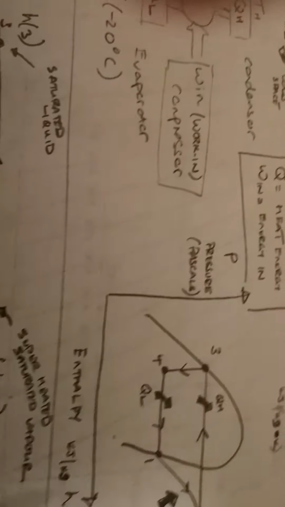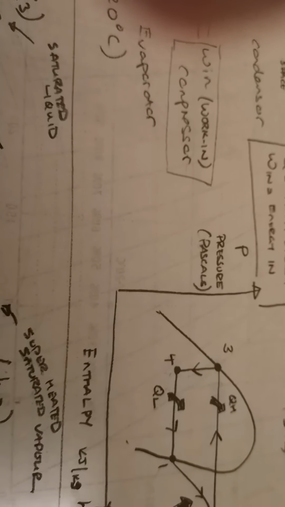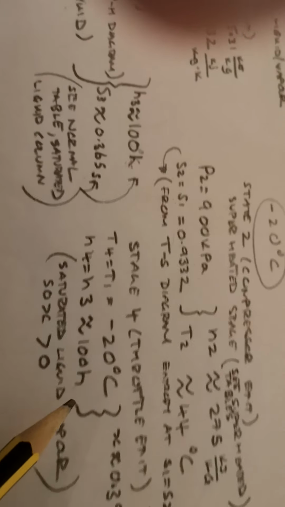How do we get H4? Now H4 is, if you go back onto the tables here, H3 and H4, we'll use this table here. Where's my pencil? Okay, H3 and H4 are the same, only the pressure drops. So H3 equals H4, which is roughly 100 H.